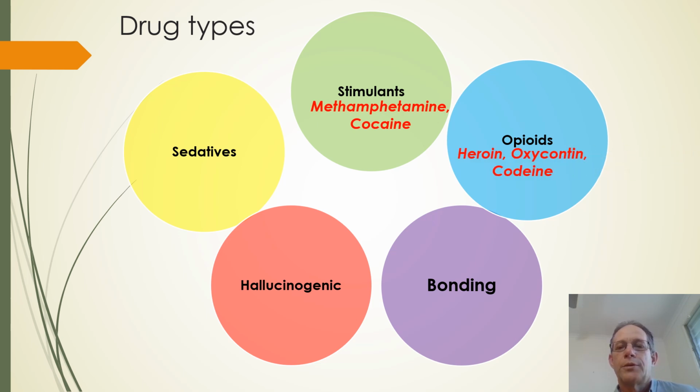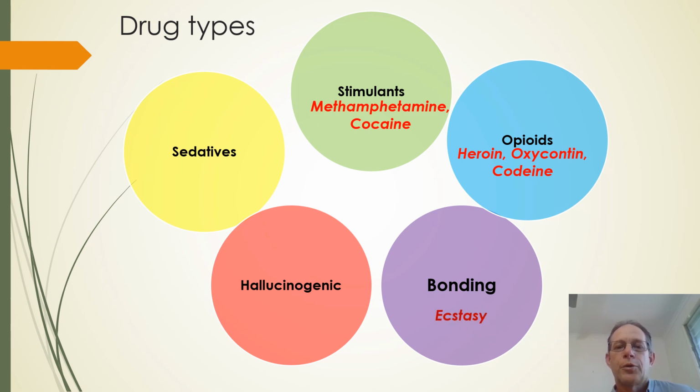The next group is the opioids, which include heroin, OxyContin, codeine, morphine, buprenorphine. These drugs produce pain relief, but in excess cause euphoria. The main danger with these drugs is death by overdose due to suppression of breathing. They also can be termed downers because they produce a degree of sedation.